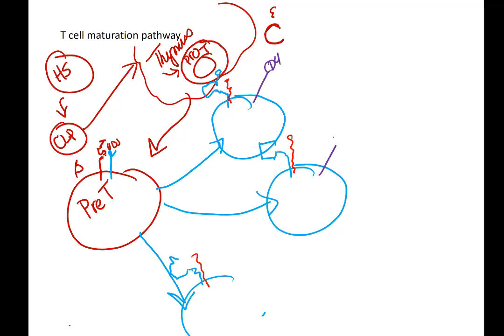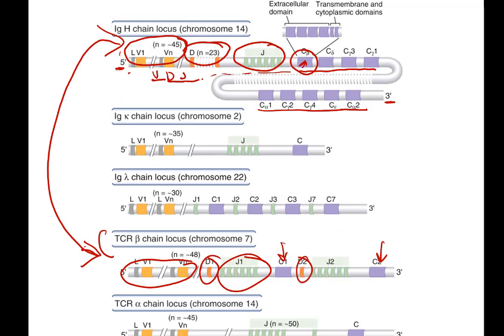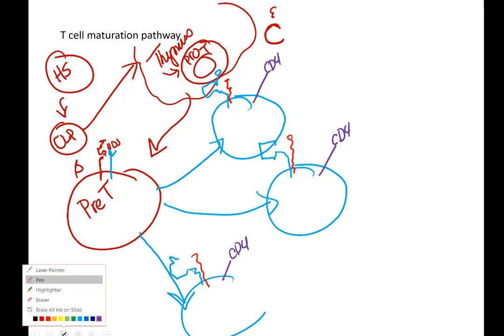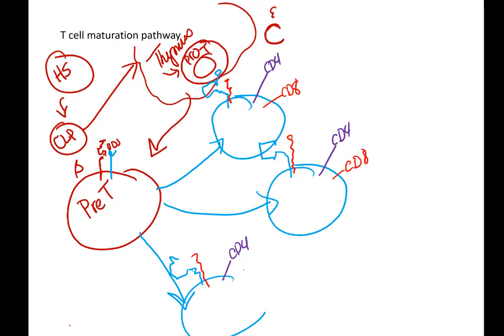and CD8. These are now an immature double positive T cell. This is double negative here because it's expressing neither CD4 or CD8.